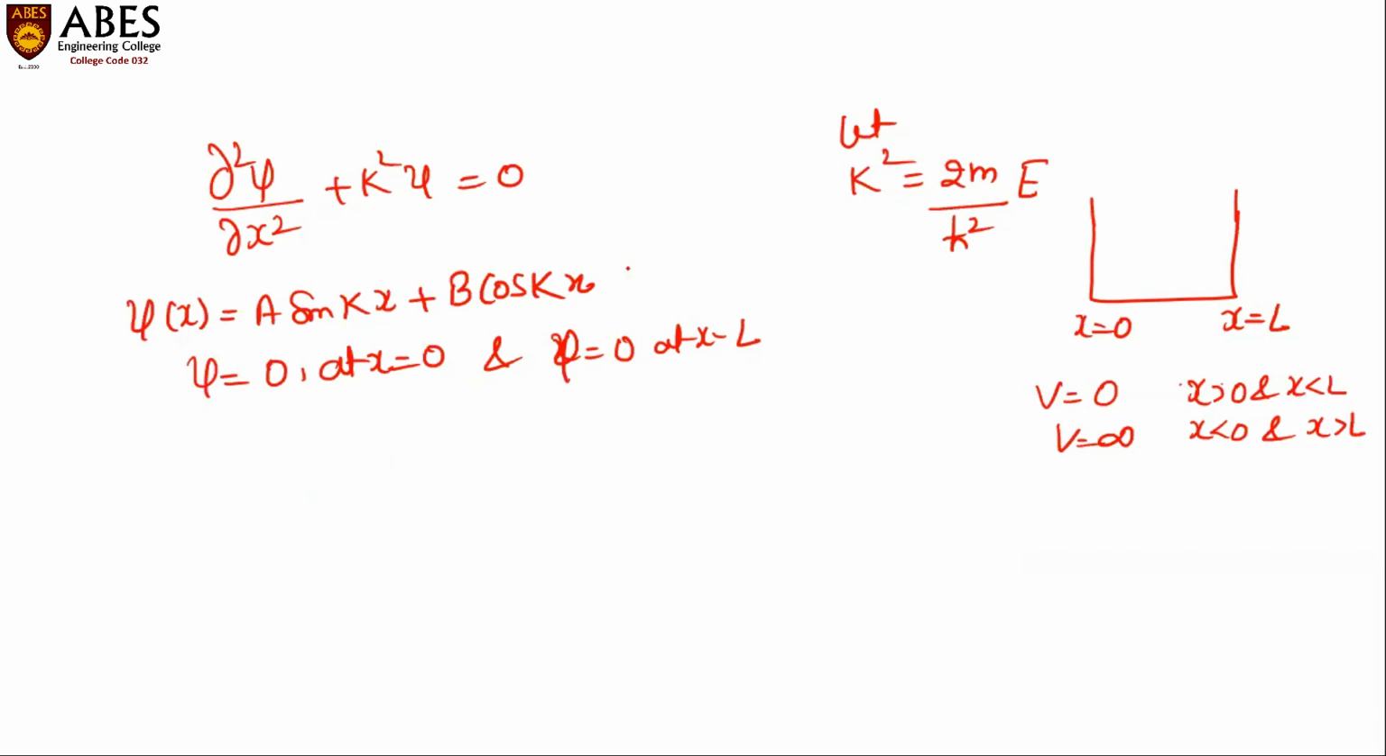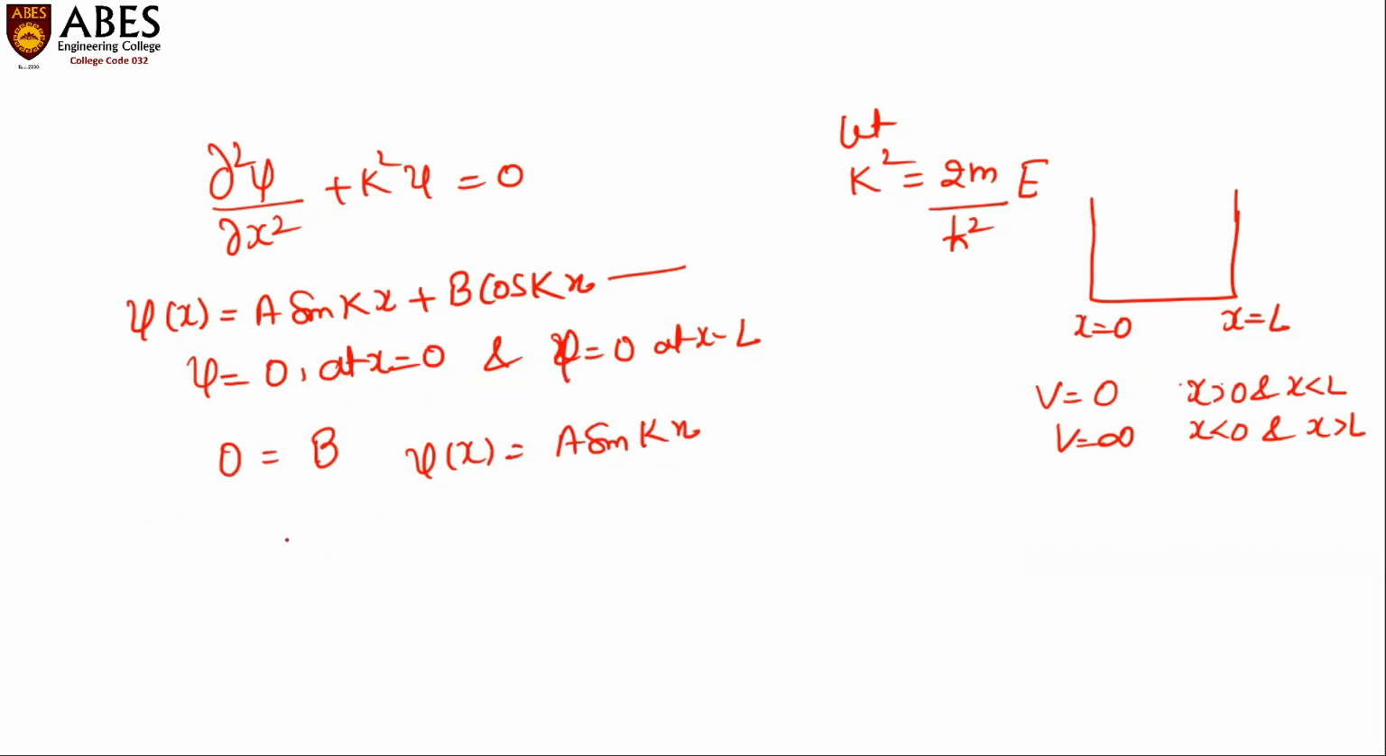Then in the above equation, 0 is equal to A sin 0, that means 0, plus B cos 0, which is 1. Then B is equal to 0. Thus, B is equal to 0, and the above solution is psi of x is equal to A sin kx.